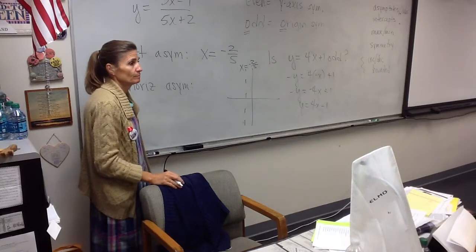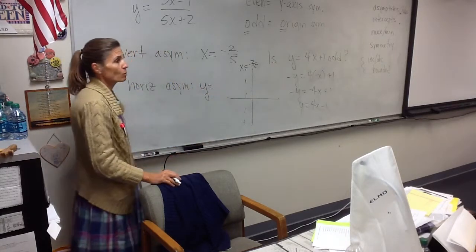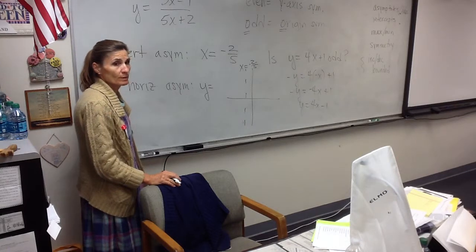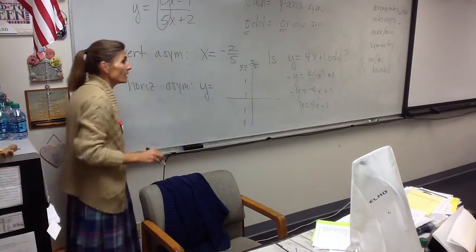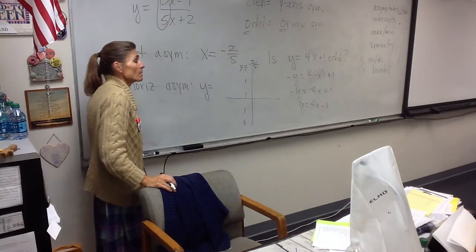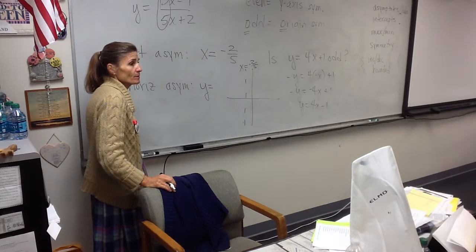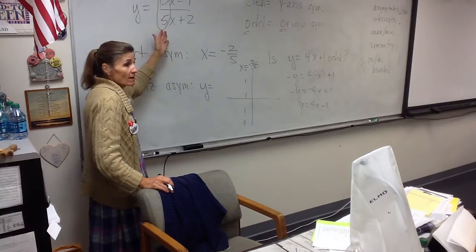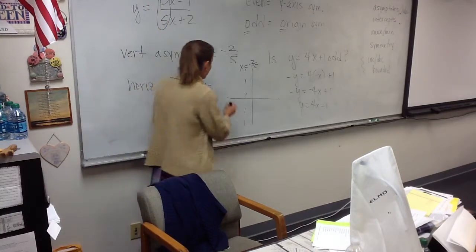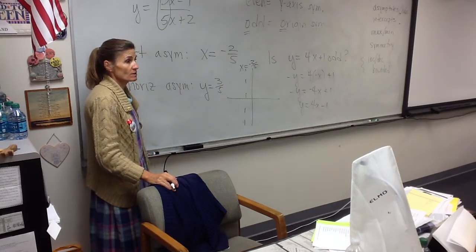Horizontal. It's going to be a y equals now because it's horizontal. Where's my horizontal asymptote? Deanna? 3/5. Deanna is exactly right. Our horizontal asymptote comes from comparing the coefficients on the highest power. So in this case, all we have is a plain x. So we have 3x over 5x. So I have a horizontal asymptote at y equals 3/5.